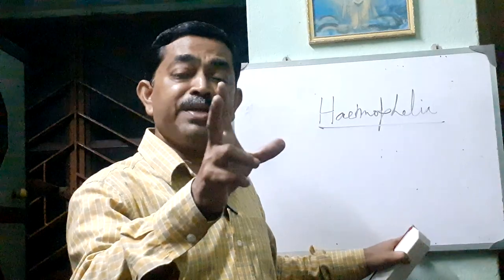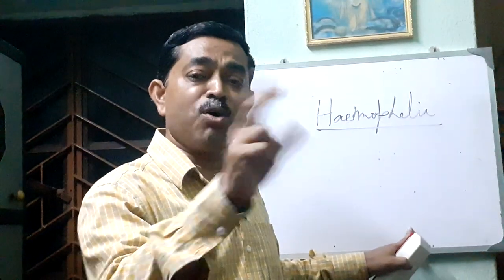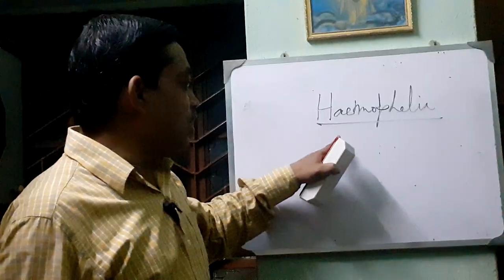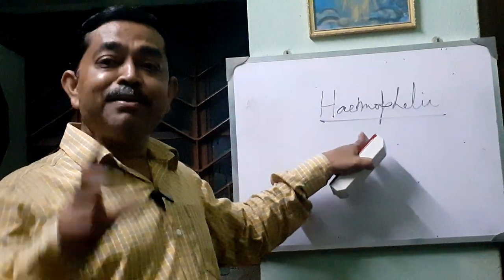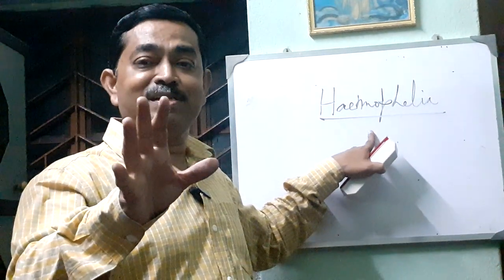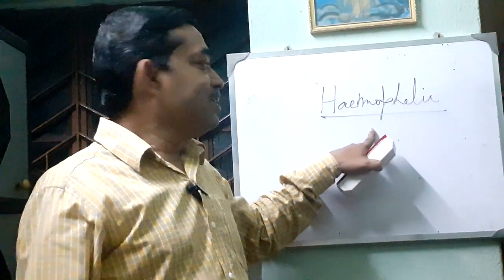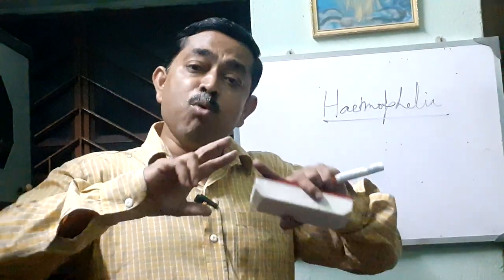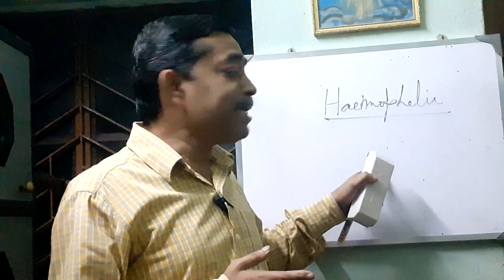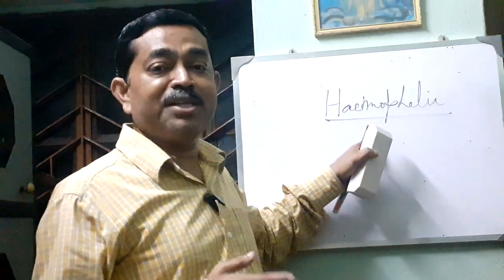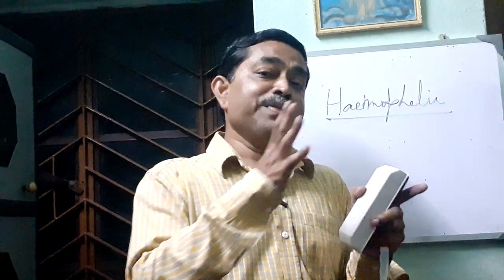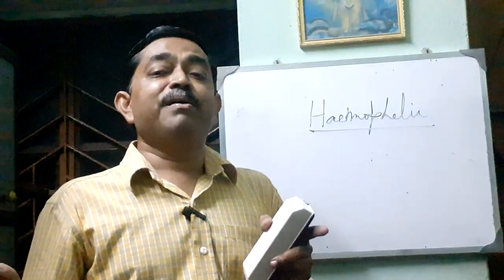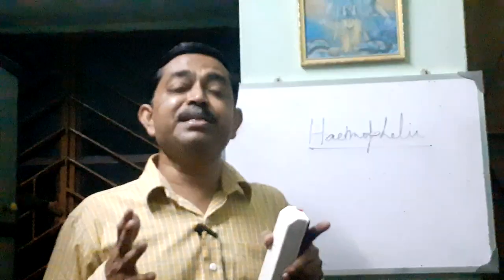Sex-linked disease means this gene is present on the X or Y chromosome, the allosomes. So hemophilia is a recessive trait, a recessive allele. If a patient has this disease, he or she should contain both recessive alleles, so that it will show the defect. Otherwise, if the recessive allele is mixed with a good one, then the hemophilia disease will not be expressed properly. So this is the thing.